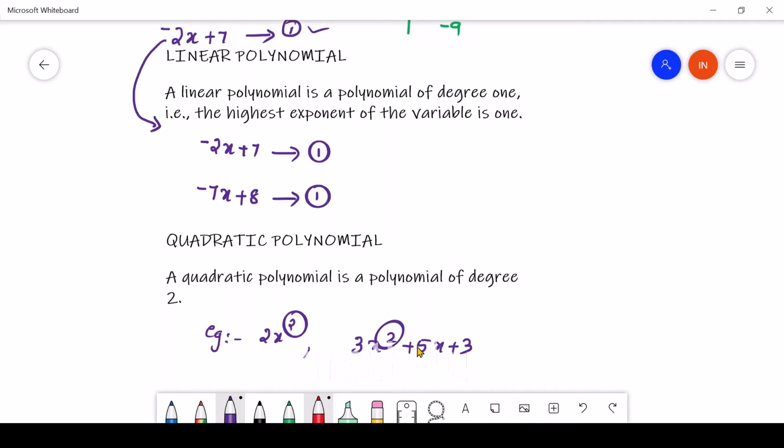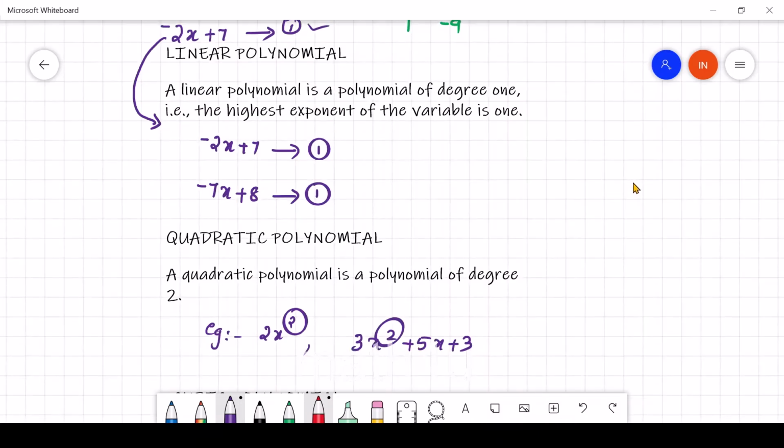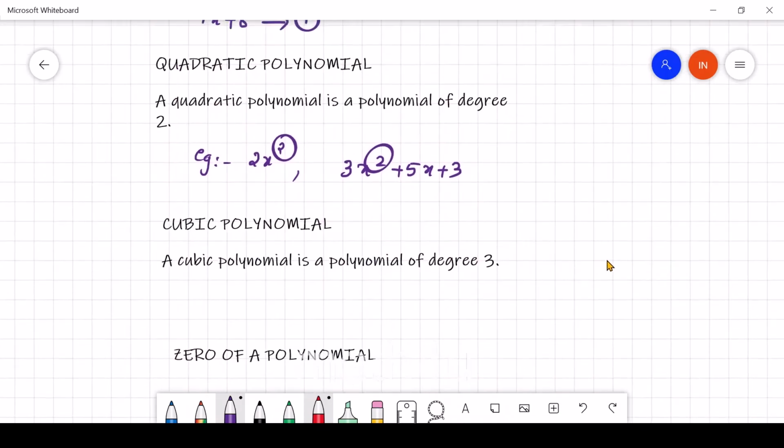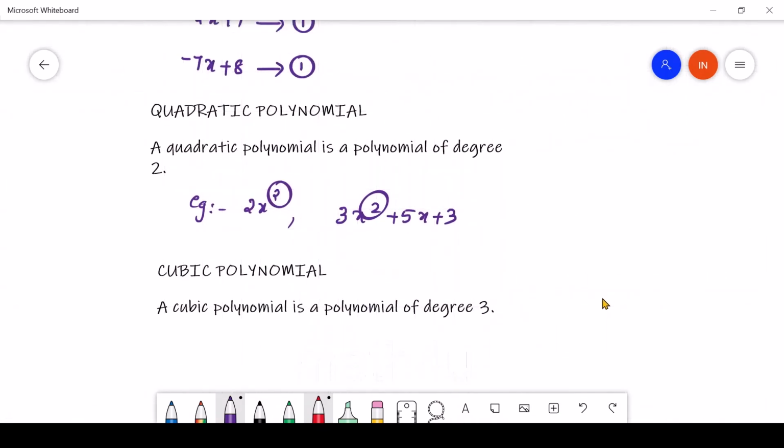So this is an example for a quadratic polynomial. Now let's see what a cubic polynomial is. Of course, you may already know the degree should be 3, because you all learned this in grade 9. This is just a recap. A cubic polynomial is a polynomial of degree 3. Can anyone give me an example for this?